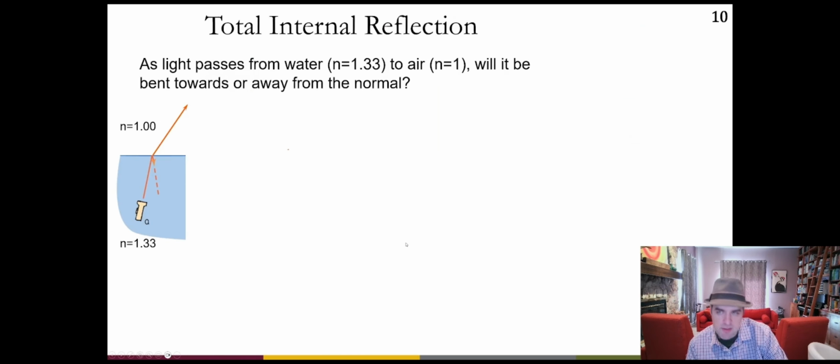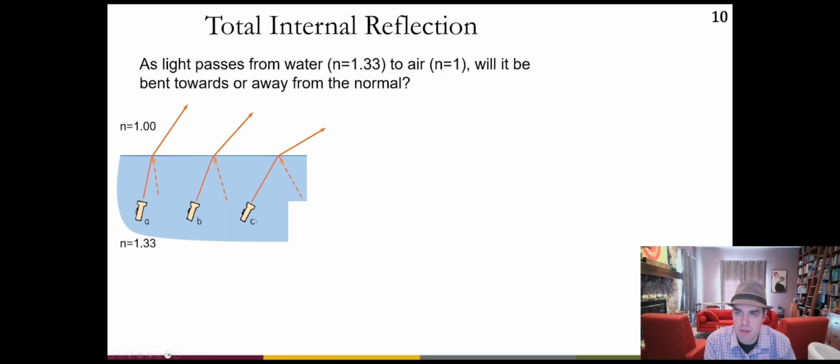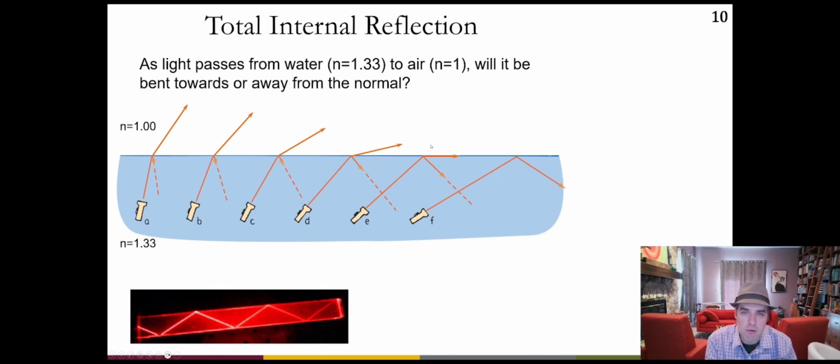Something else strange happens when we go from a slow medium into a fast medium. So here we're going from water into air. As you can imagine, as I increase my incident angle, my refracted angle is also going to increase. Well, there comes a point where the refracted angle is exactly parallel to the surface. If I increase my incident angle even more, then there's no refracted angle because it's no longer in the air. And when this happens, 100% of the light is going to be reflected. And this is called total internal reflection.